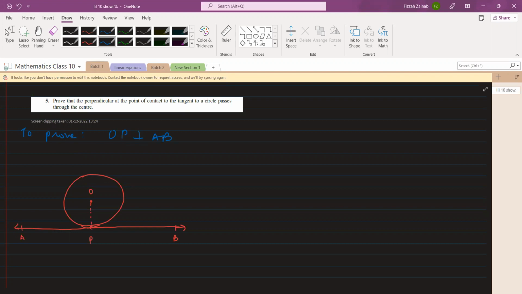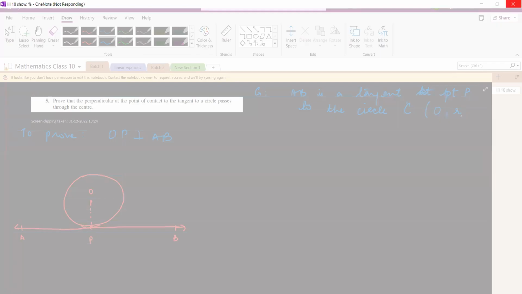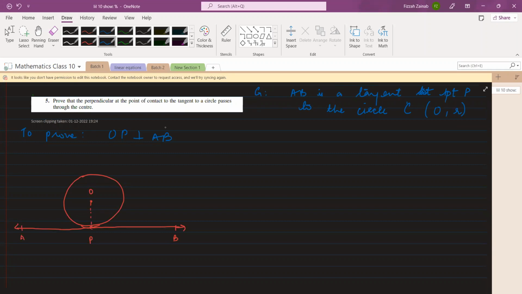Okay, so we will anyway write down what is given first of all, then I'll show how to do it. So here AB is a tangent at point P to the circle, let's say C, whose center is O and radius is R. So you have to prove that OP is perpendicular to AB. So now let us start.